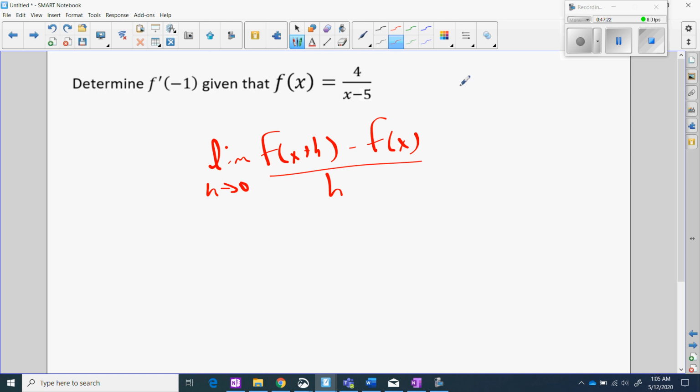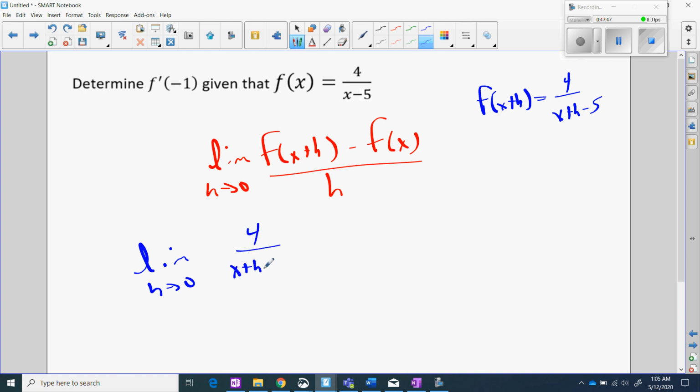Okay, so f of x plus h, I'll just put it over here. F of x plus h. I'm just going to simply replace x with x plus h. Well, there's not much else I can do with that, so it's ready to go. So there's what I'm going to put in for this. Limit as h goes to 0. F of x plus h is this fraction, 4 over x plus h minus 5. Minus f of x, that's the original function, 4 over x minus 5. And it's always over h.